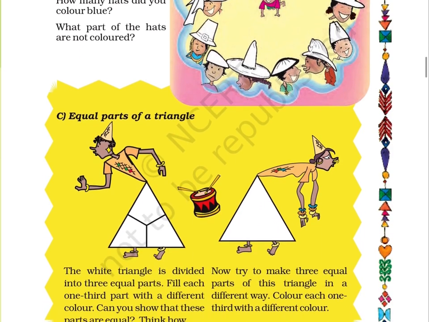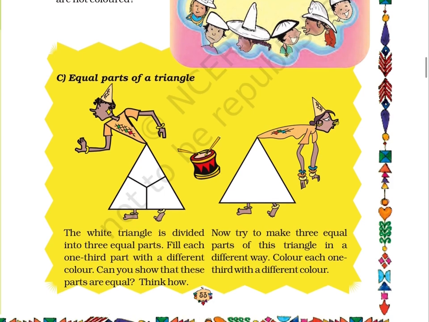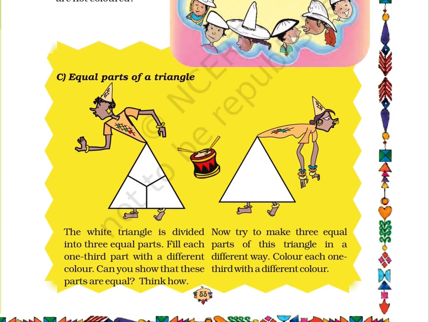C. Equal parts of a triangle. Below this we see drawn pictures of two women who are dancing on drum beats. The lower part of their dress is shown as white triangles. The first one is divided into some parts. Below this first triangle we have the text, "The white triangle is divided into 3 equal parts. Fill each 1/3 part with a different color.